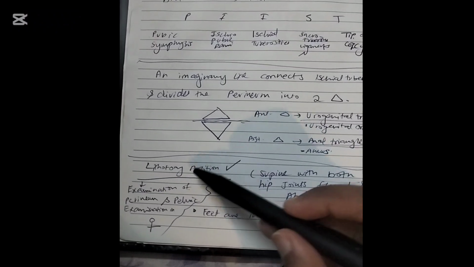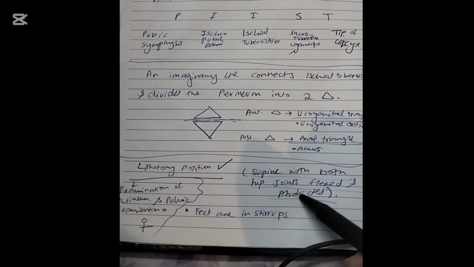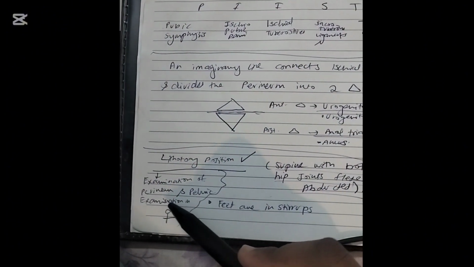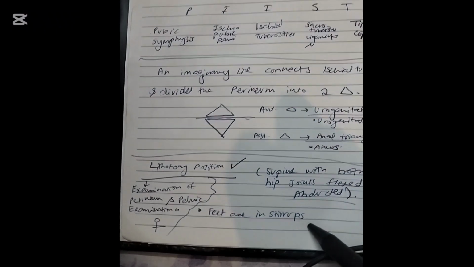Now let's talk about the lithotomy position. So for the lithotomy position, the patient has to lie supine with both of the hip joints flexed and abducted. And lithotomy position is commonly used for examination of the perineum and the pelvic examination in females. And the feet are going to be placed in stirrups for stability.